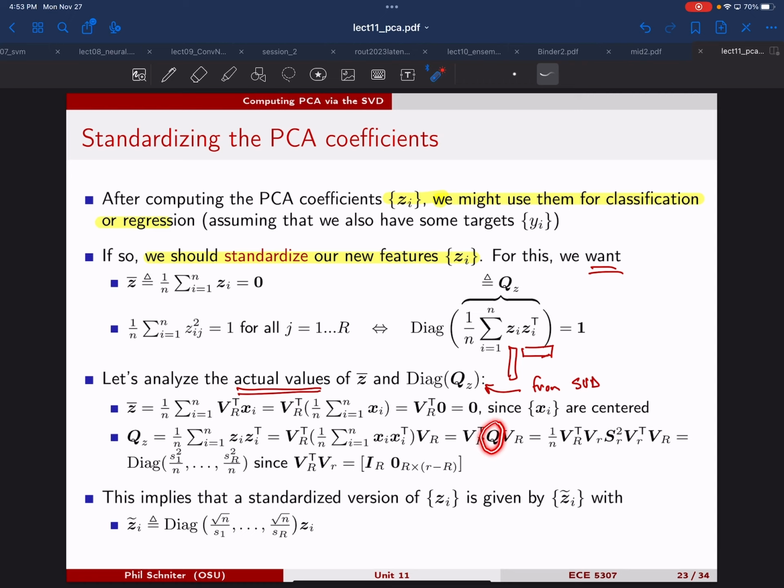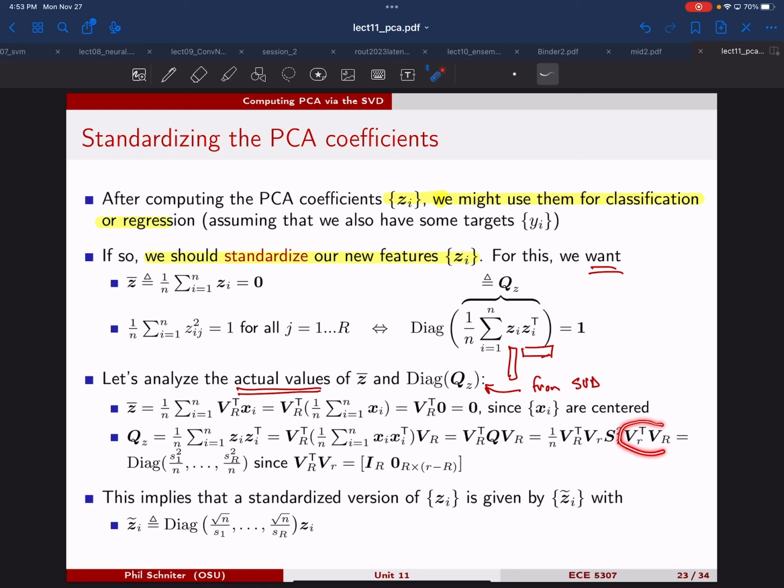Let's, for Q, plug in our SVD. This is actually the economy SVD. So now we get an interesting thing. We have a V transpose little r times V big R. If you remember, these matrices share the first capital R columns, which are identical. The only difference is that this little r matrix has a few extra columns.